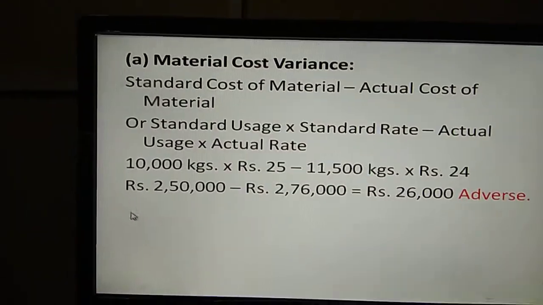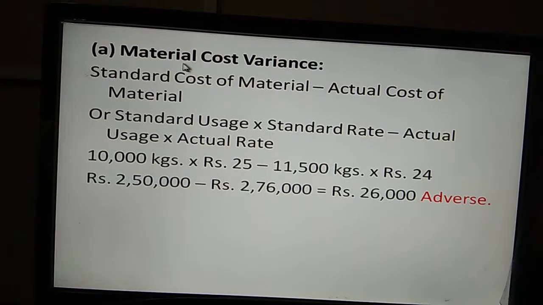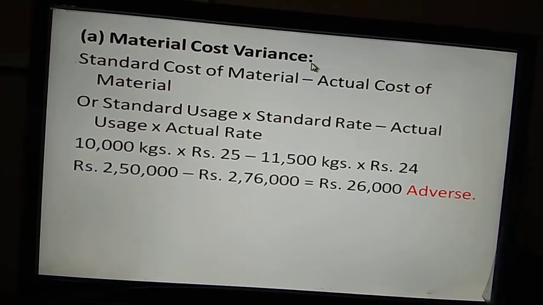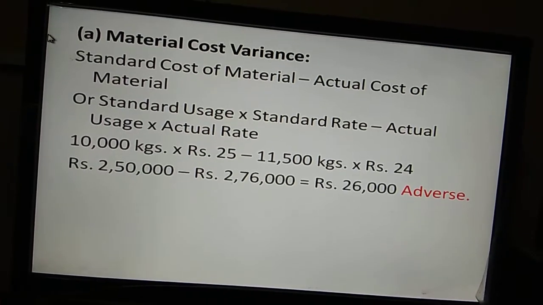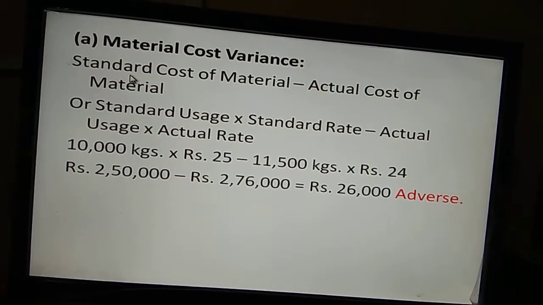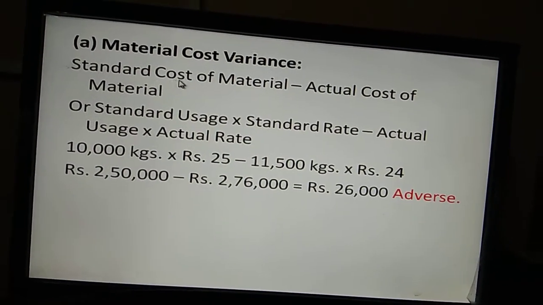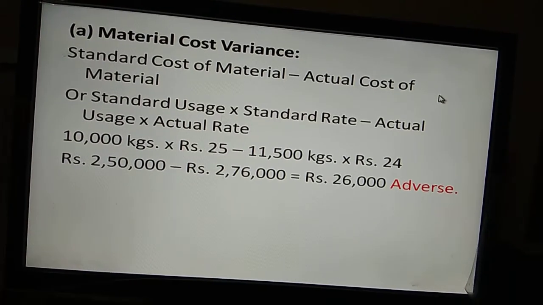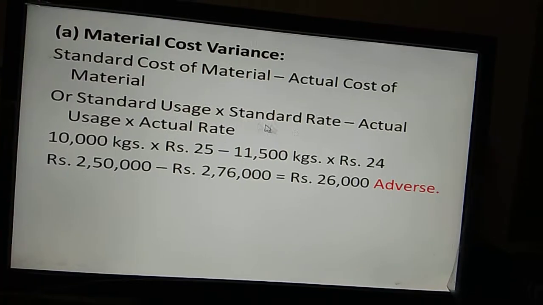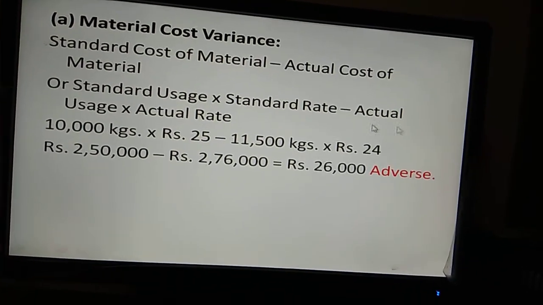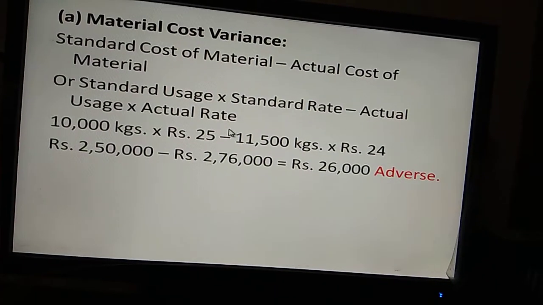So, the actual price of material per kg is rupees 2,76,000 divided by 11,500, that is rupees 24. Now, let us calculate material cost variance. Material cost variance, you know that in the previous video the formula had been given. Now let me repeat. The material cost variance equal to standard cost of material minus actual cost of material, or standard usage into standard rate minus actual usage into actual rate.